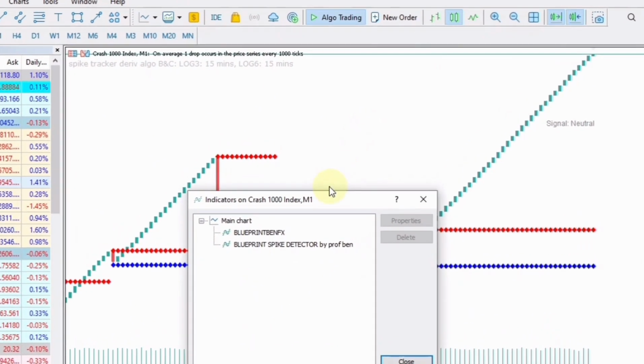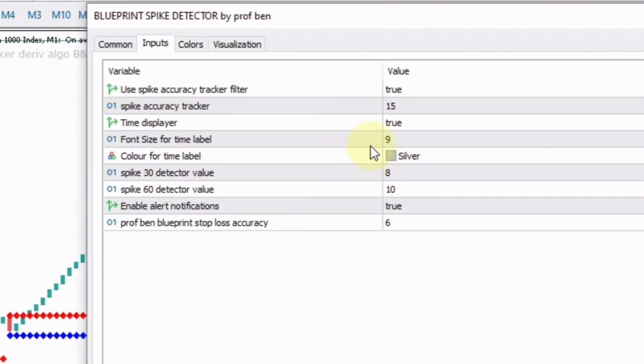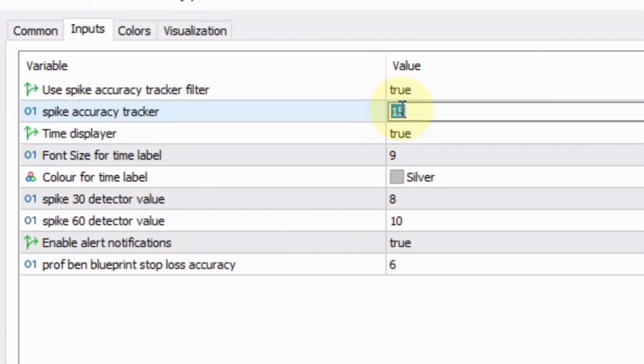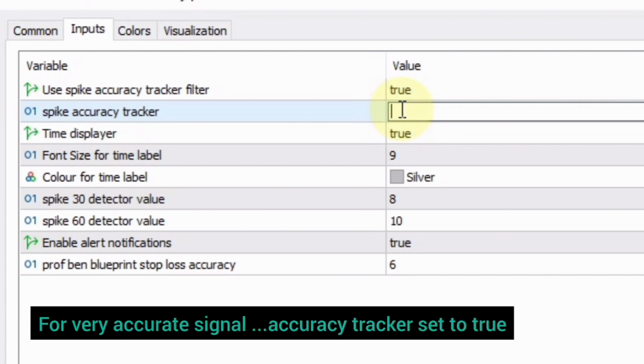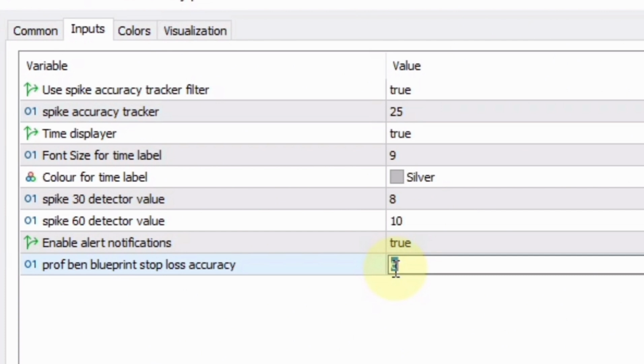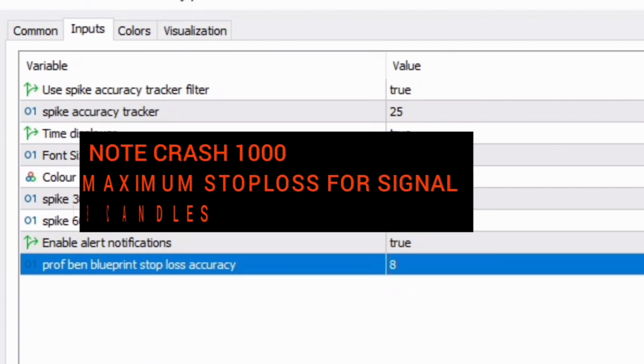Now, Crash 1000, on the properties, on the inputs tab, these are the settings that you should put. The spike accuracy tracker should remain true and the value set it to 25. Remember, crash market tends to go for long without the spikes. The spike detector 30 and 60 should remain at 10, and the stop loss accuracy, put it at 8. When giving signal, maximum stop loss should be 18.